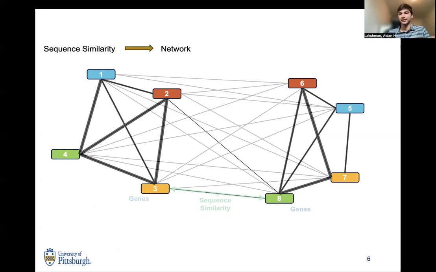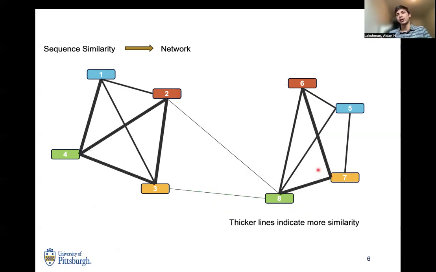Now, if we weight each of these edges by how similar the genes are, we end up with what we call a sequence similarity network, where thicker lines, in this case, are indicating more similarity. You can see we have two pretty well-defined clusters or communities, one on the left and one on the right, but there's still a couple spurious edges here that connect the communities even though they're not correct.